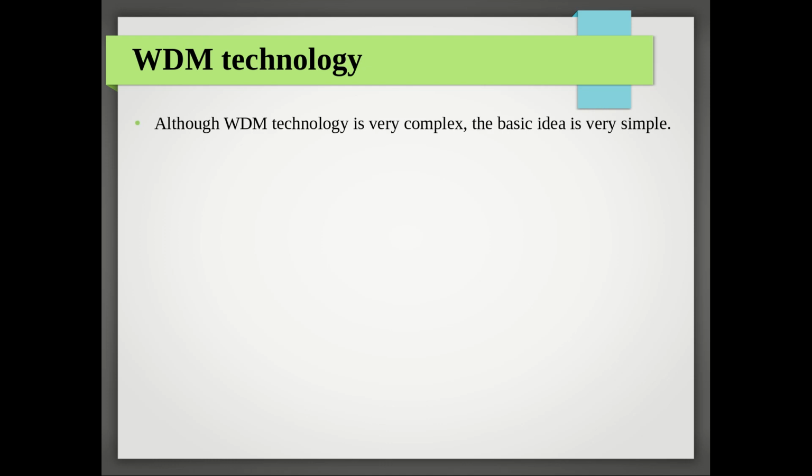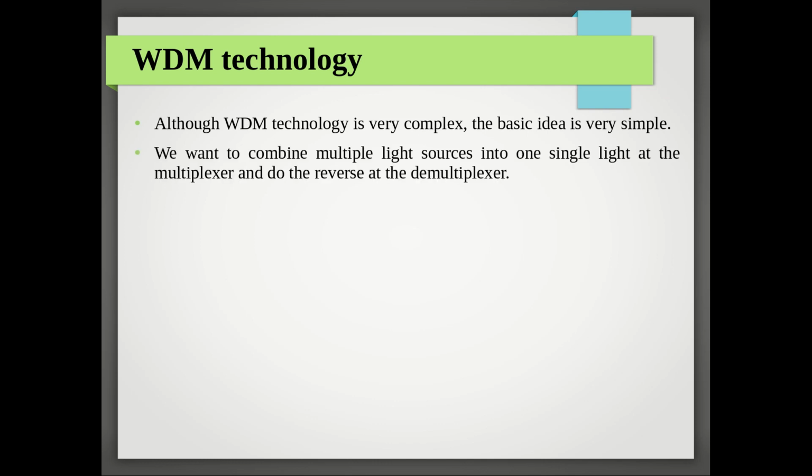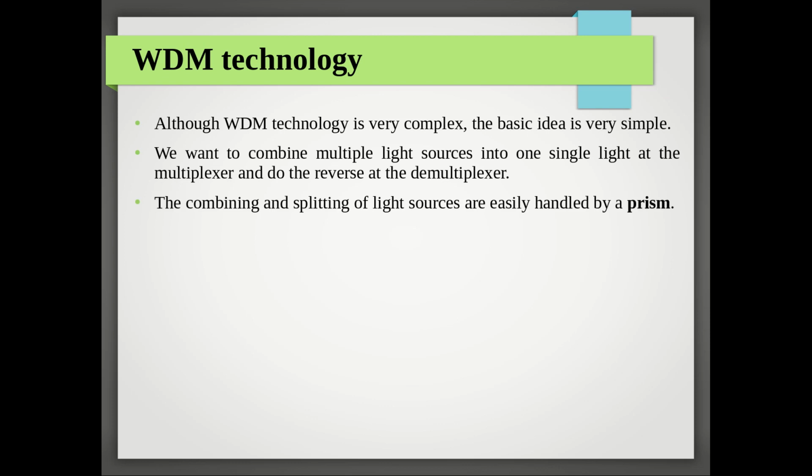division multiplexing. Although the wavelength division multiplexing technology is very complex, of course the basic idea is very simple. Only that basic idea is explained here. We want to combine multiple light sources into one single light at the multiplexer, and do the reverse at the receiver. We want to combine different light signals, say with different wavelengths and accordingly different colors, and at the receiver side we want to demultiplex back.